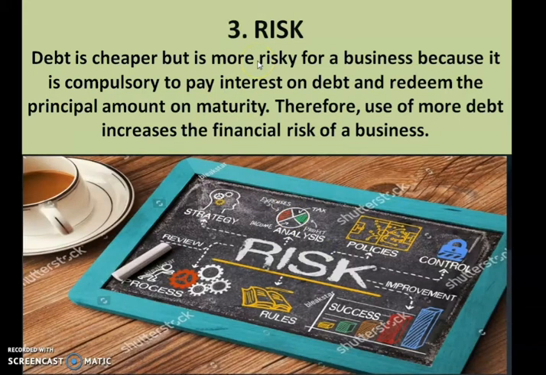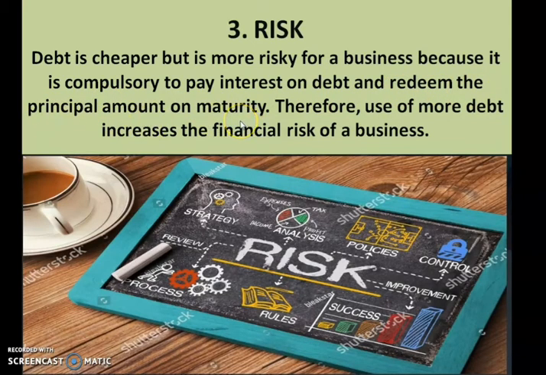The third factor which helps us to make a financing decision is risk. So which one is more risky? Is it debt or is it equity? Which one is more risky? It's debt. Okay, debt is a cheaper source of finance, but it is more risky for a business. Why is it risky? Because it is compulsory to pay interest on debt and redeem the principal amount on maturity.